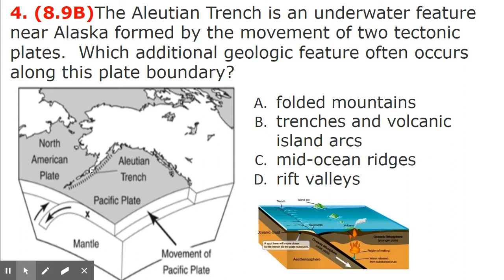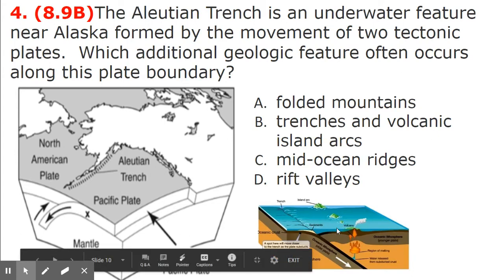But also the other geological feature would be volcanic islands, like the Aleutian Islands, which form an arc as well, and they're called volcanic island arcs. So B would be your best choice. We get these trenches underneath the water, and we also get these volcanic island arcs popping out of the water because that oceanic plate subducts, melts, and pushes magma up, forming these geological features.